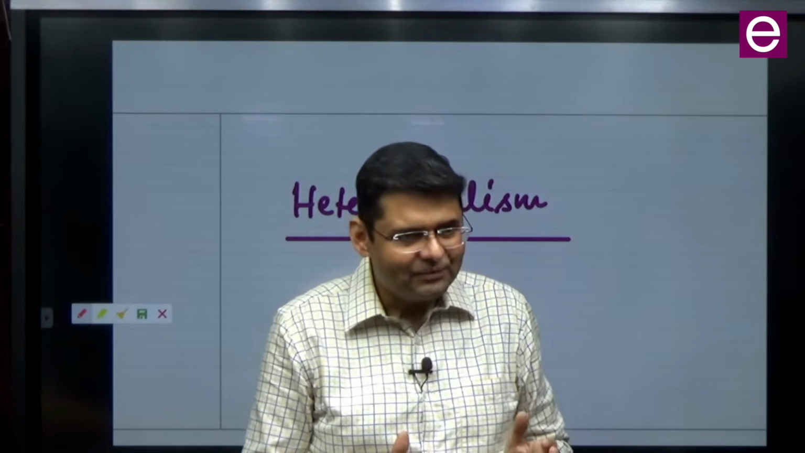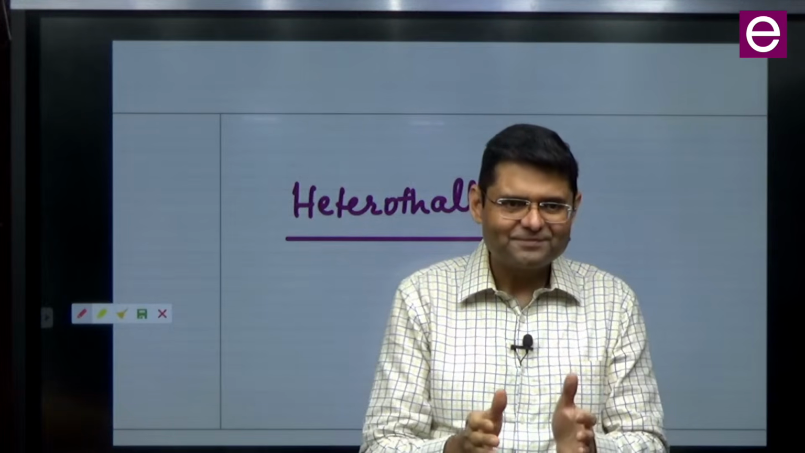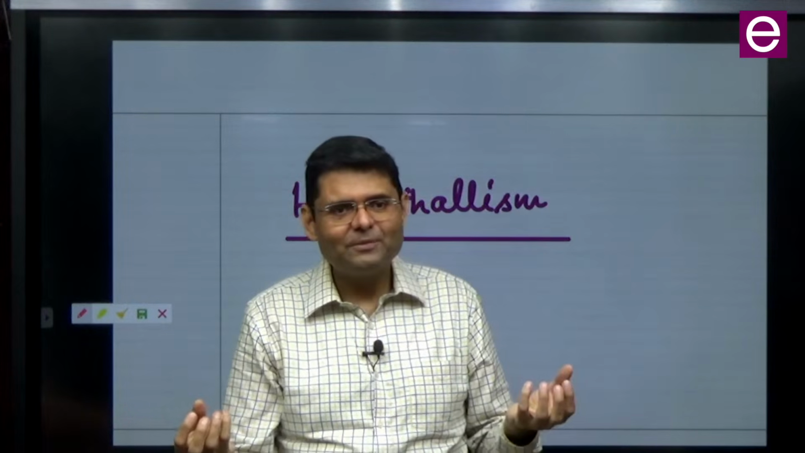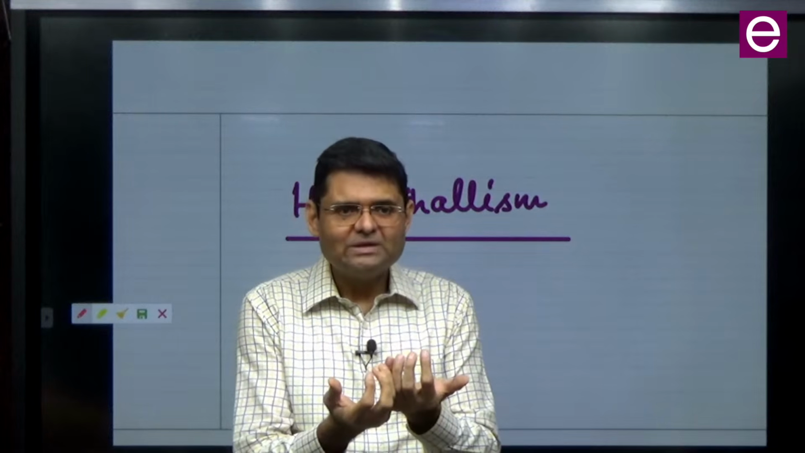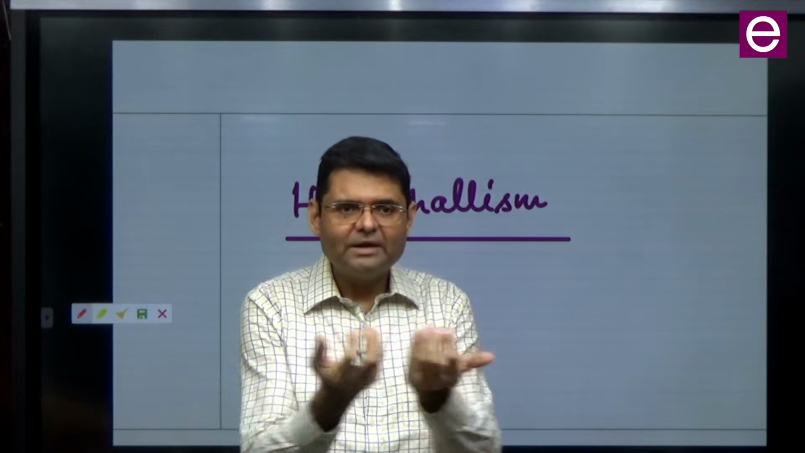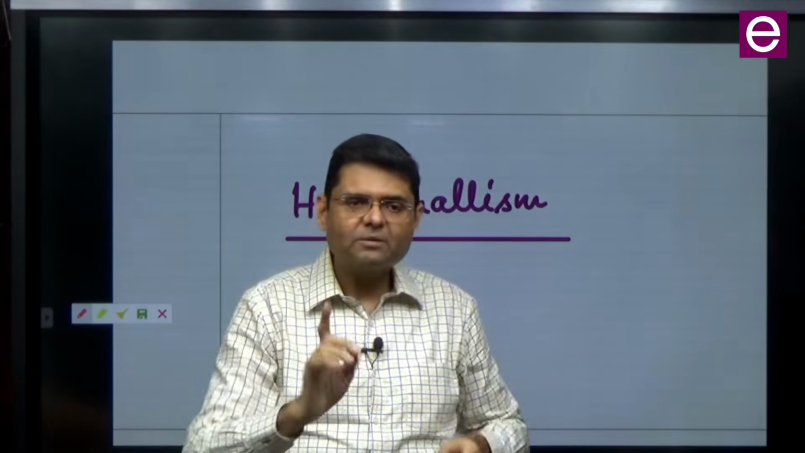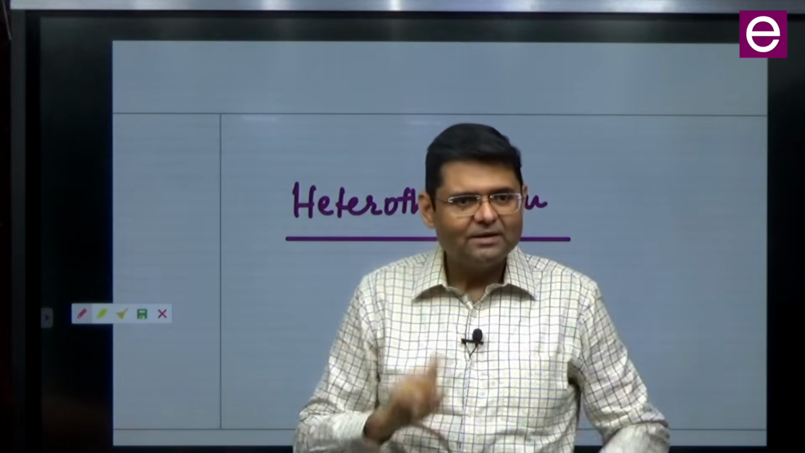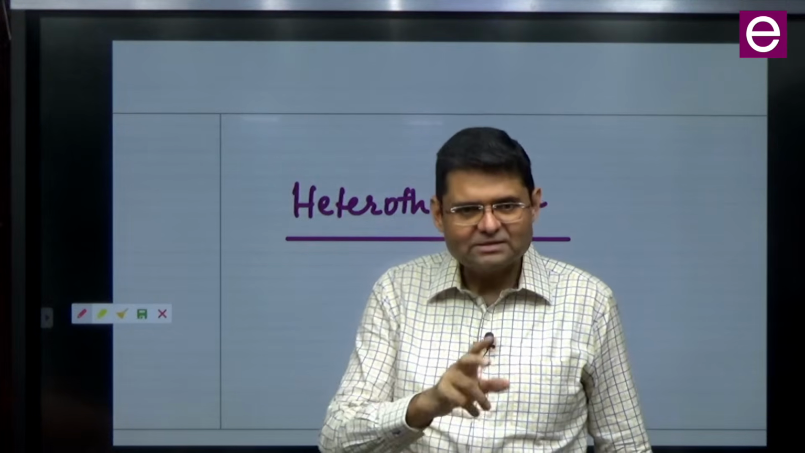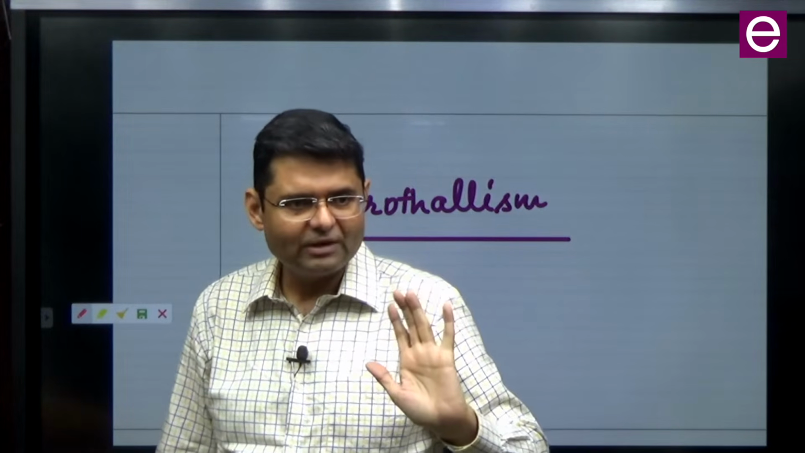But heterothallism insists that no, gametic fusion will happen only if the gametes are coming from two mating types. Mating types are different genetic types which are compatible to each other but incompatible to their own type. Means in Rhizopus, plus will not mate with plus, minus will not mate with minus, but plus and minus can mate with each other, hence mating type. So this is a superior type of sexual behavior.